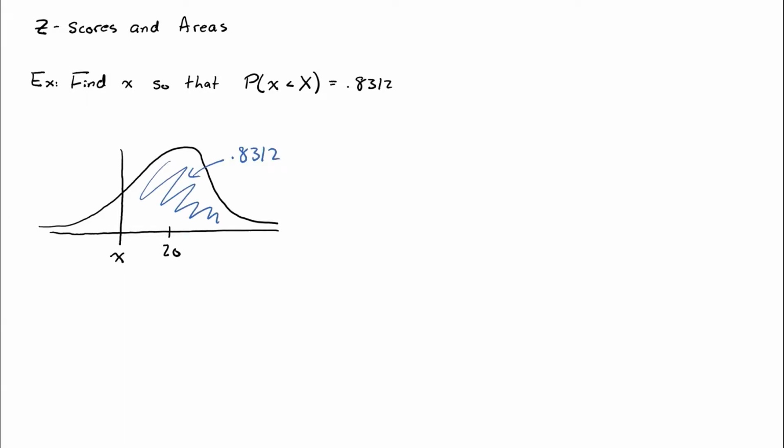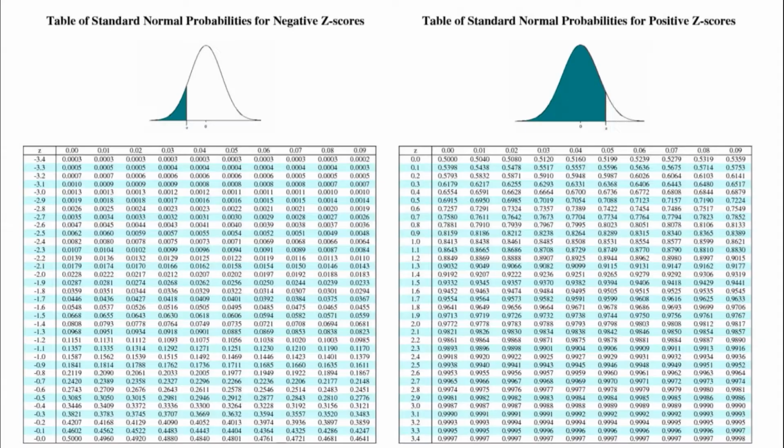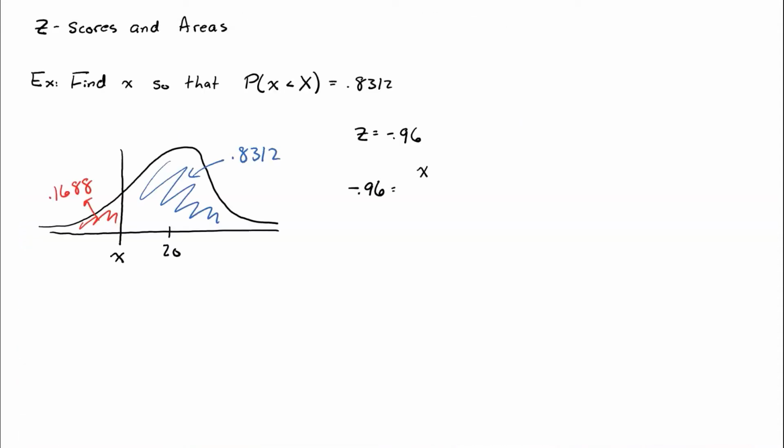Remember, our table gives area to the left, so find and label the area to the left as well. In our table, find the number closest to 0.1688. You find that in the big region of numbers because remember, we're given an area. The number closest is 0.1685. Highlight the row and column, so our z-score will be minus 0.96. Set up the z-score formula and solve for x. We find x equals 16.16.